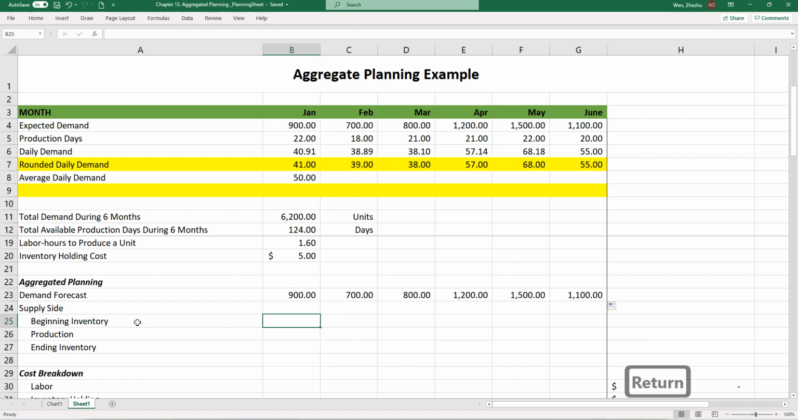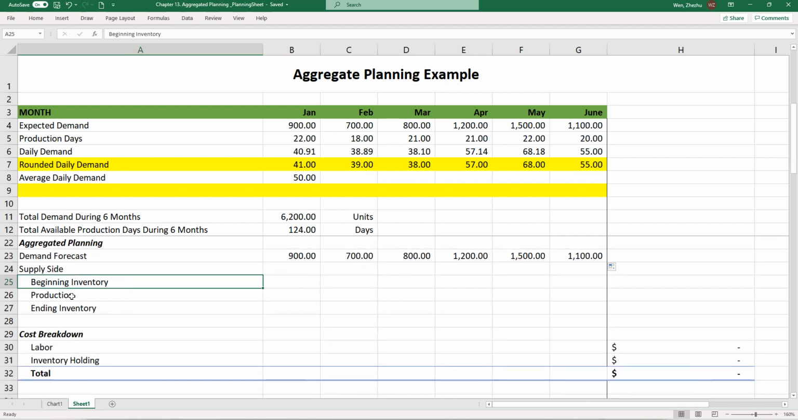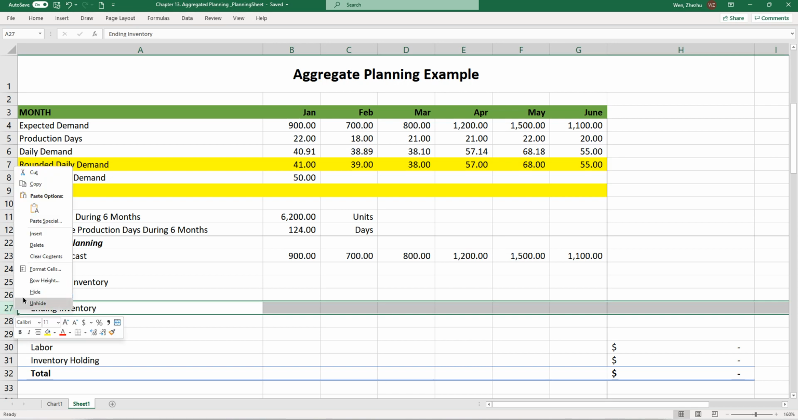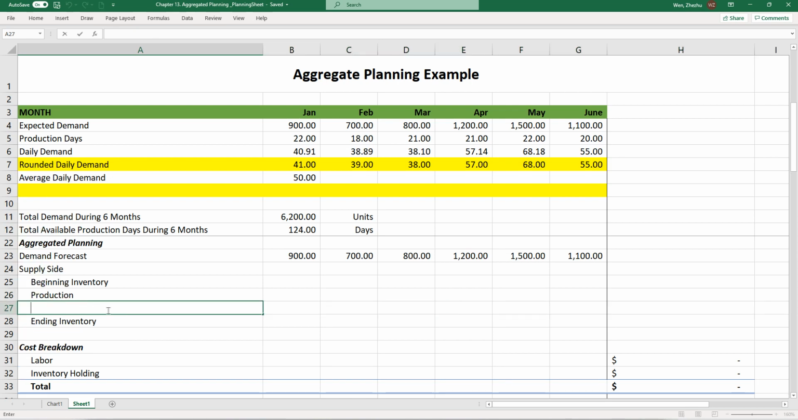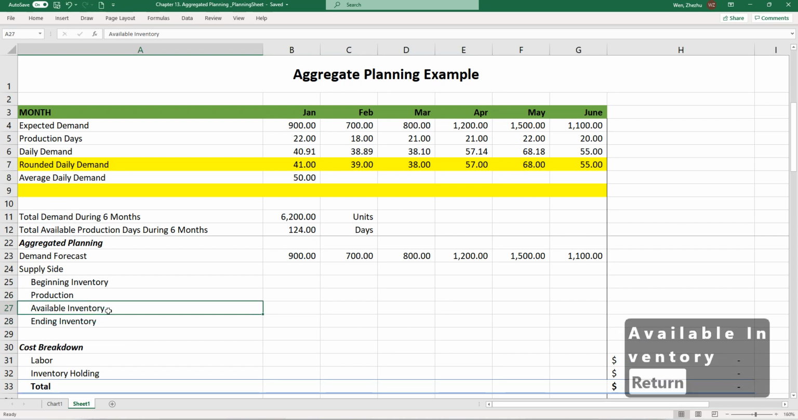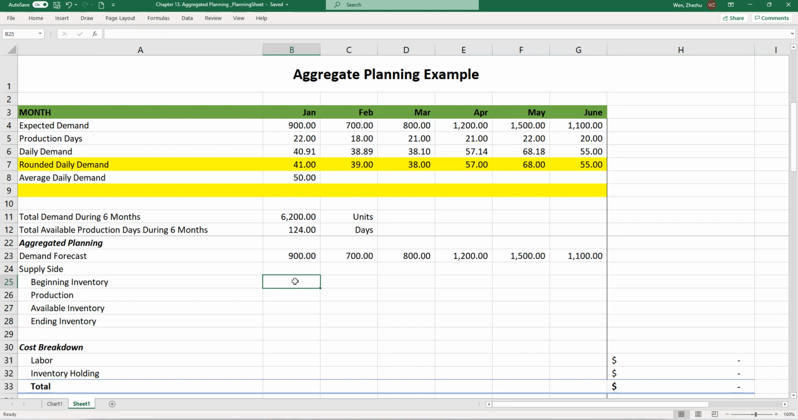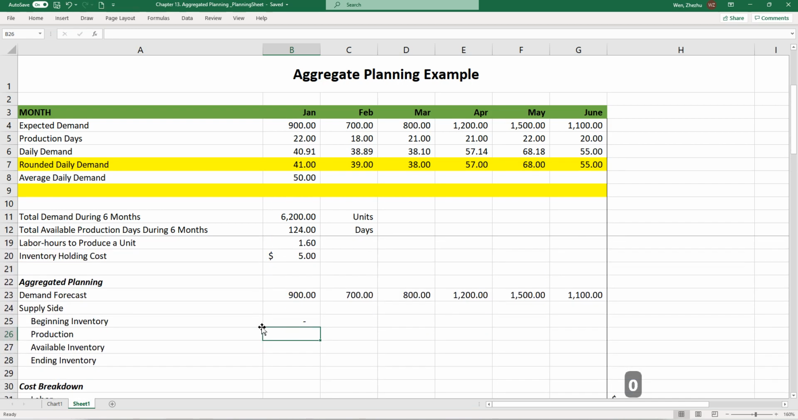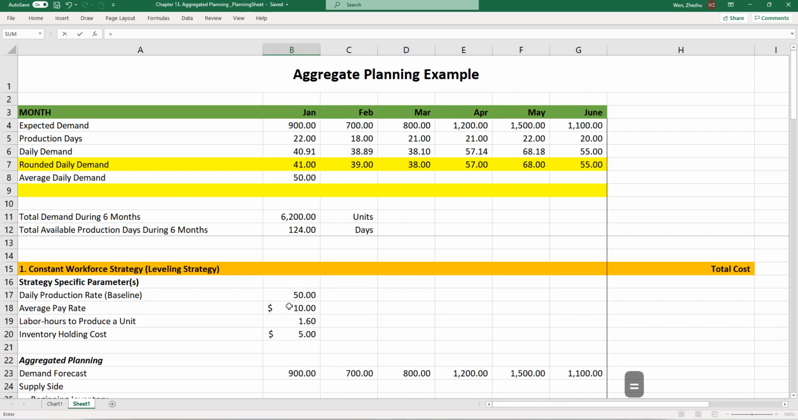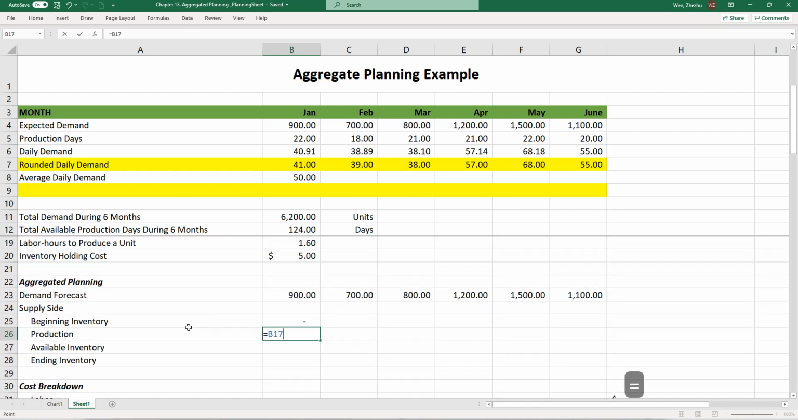And on the supply side, although I'm providing beginning inventory and production, I'd like to add one row here in between. I'll call that available inventory. You will see how convenient it is to have this particular row. So beginning inventory, we didn't have any beginning inventory, so we're just going to put 0 here. In terms of production, our everyday production rate is 50 here.